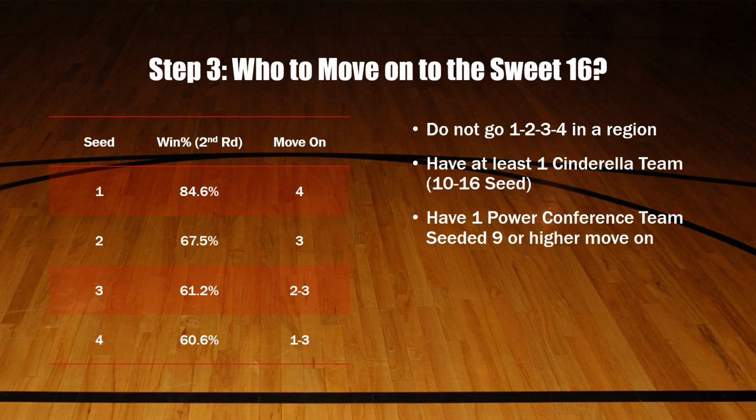Also, have one power conference team seeded 9 or higher move on to the Sweet 16. This is more of the loose trend, or the weakest one here, but this has happened every year since 2008, and like I said, probably considered to be the weakest trend.